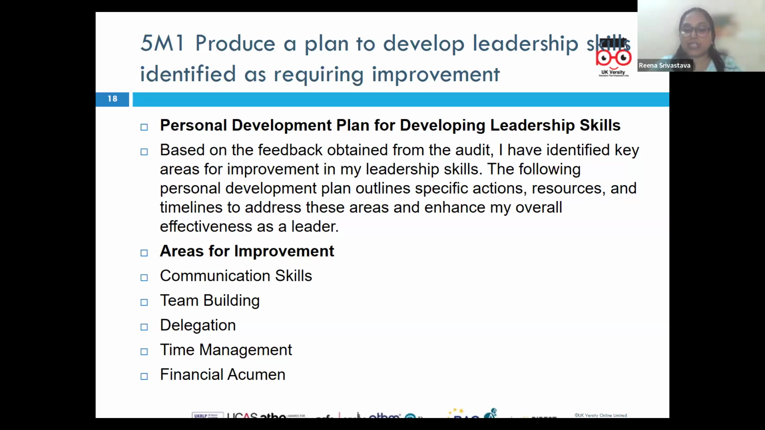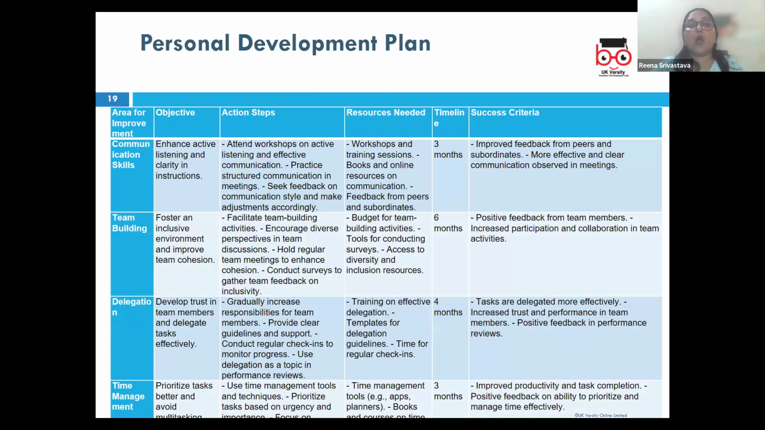For each of these areas, a detailed personal development plan has been prepared that includes the objective for that area of improvement, the action steps that you are going to need, resources that are needed to achieve improvement in that area, the timelines required to achieve it, and measurement of success. So as I was explaining to you, let's take an example of time management and delegation skills.